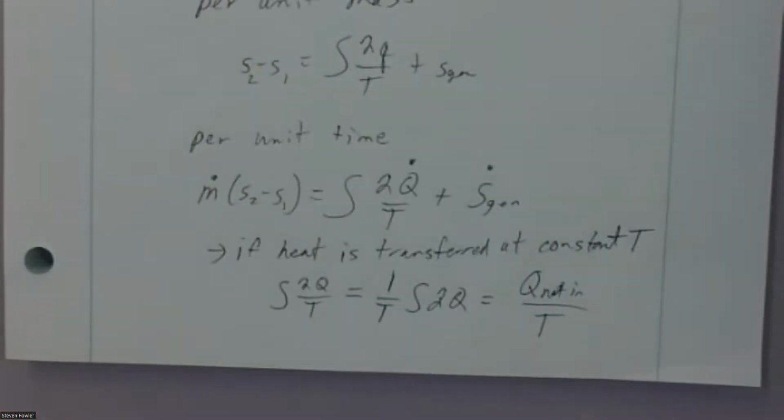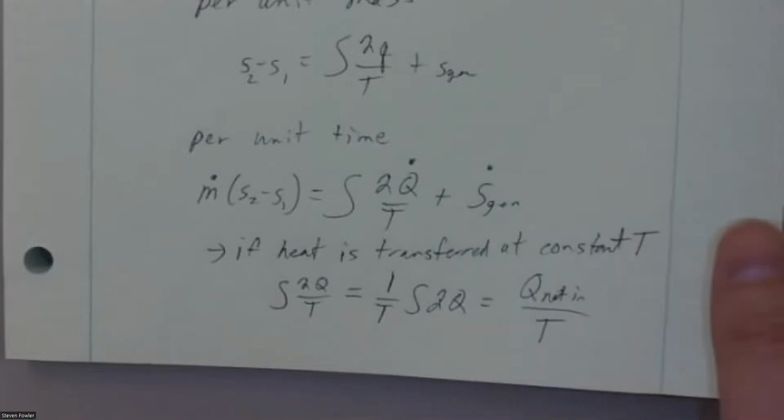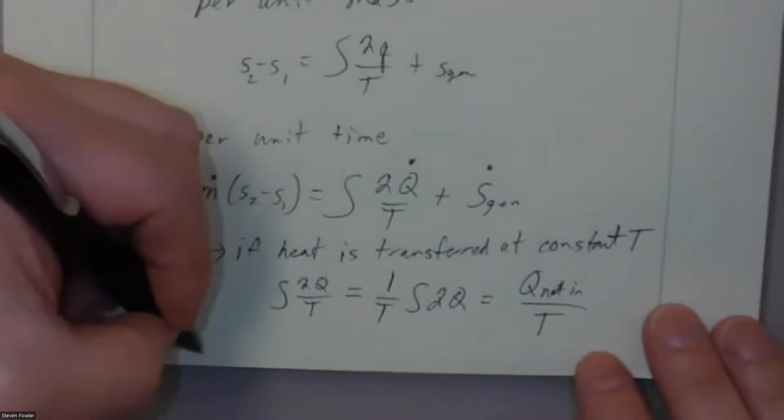Because we're saying the q in is positive and the q out is negative, so it's basically q net in divided by temperature. That's how most texts will present this. They don't present it as this integral. I don't mind that yours does, but it does mean we need to talk about what we do with that. This is the most common thing we'll do with it.